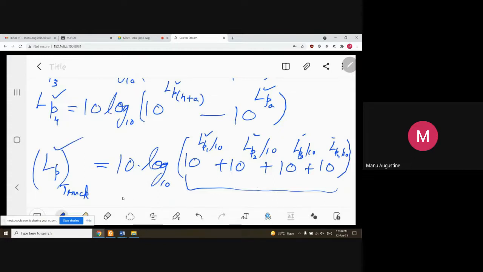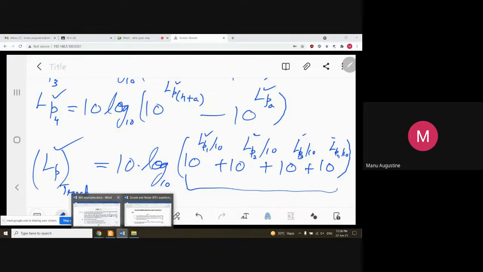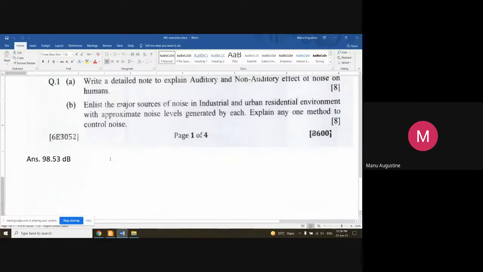Now perform these calculations on your own and try to find out whether you get this answer or not. I will show you the answer. This is the answer that you should get. 98.53 decibels. Okay.